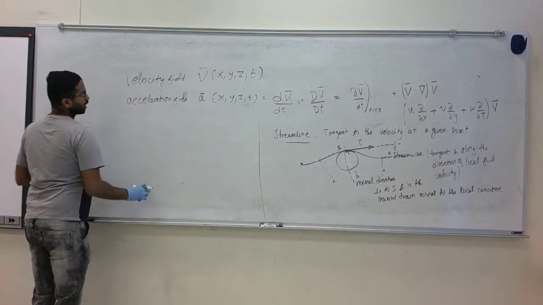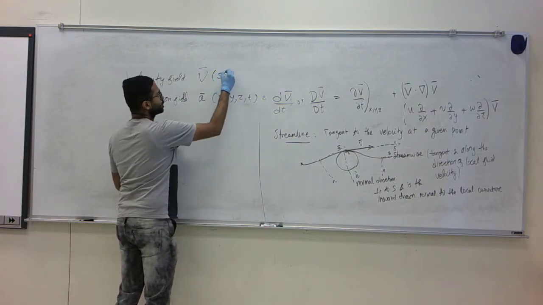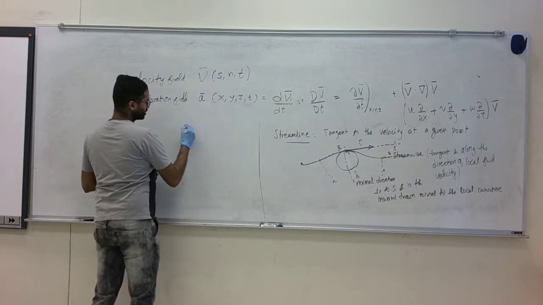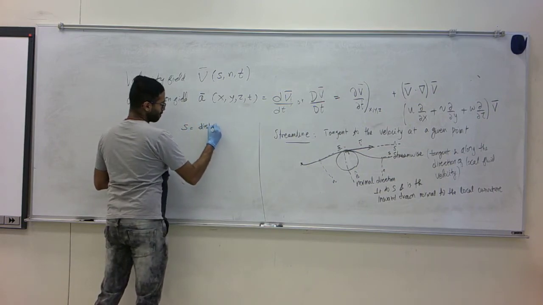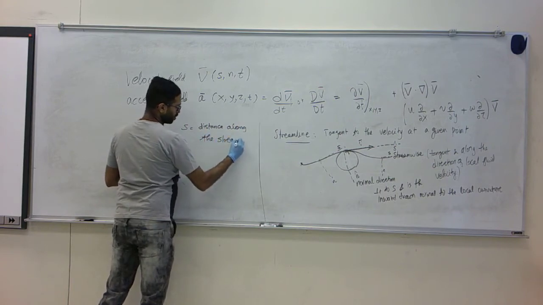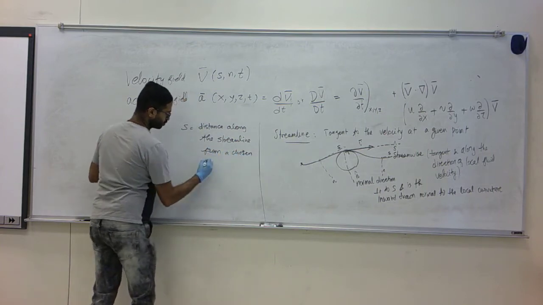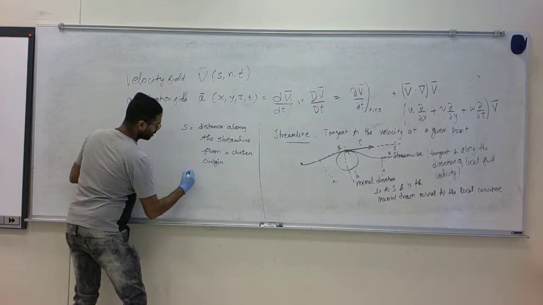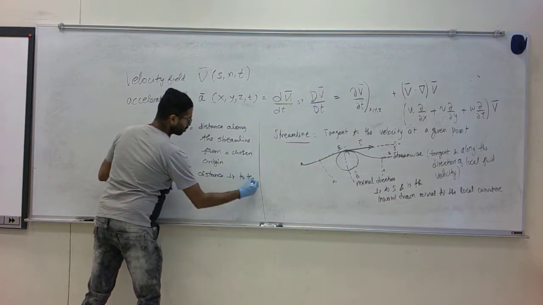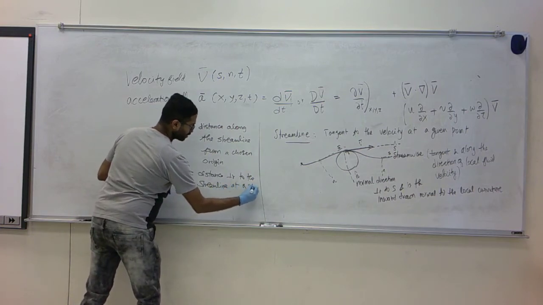I'll take the velocity field to be a function of the streamwise direction, S, and the normal coordinate, N. S is the distance along the streamline from a chosen origin, and N is the distance perpendicular to the streamline at a given point.